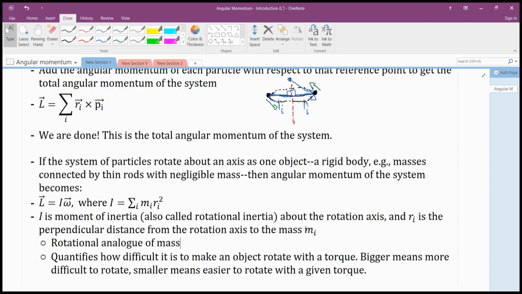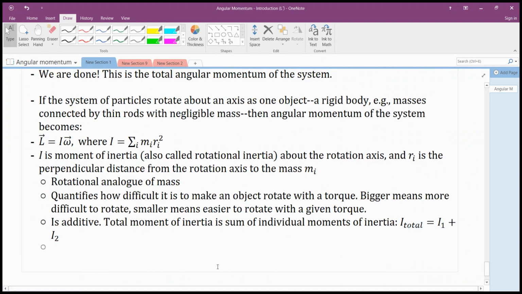Just like with mass and with force, the bigger a mass is for a given force, the harder it is to make it accelerate, to change its motion. Whereas the smaller the mass is, again, for a given force, it is easier to accelerate, to change its motion, its translational motion. Another useful fact about moment of inertia, just like mass, it is additive.